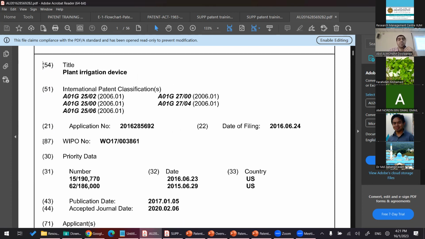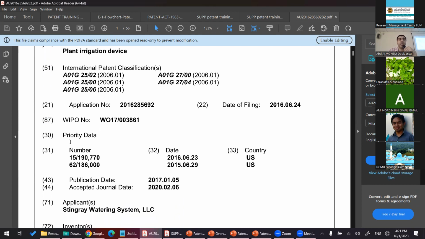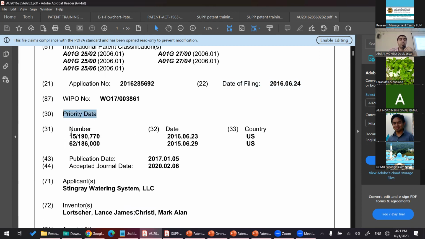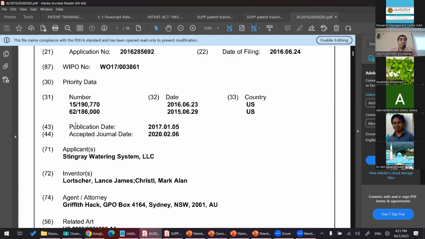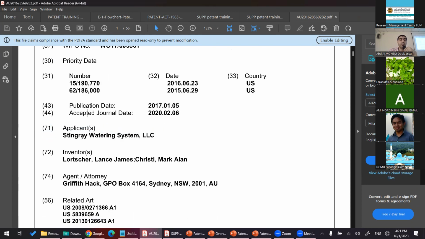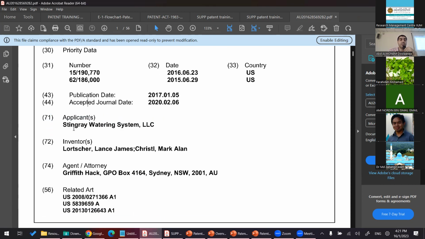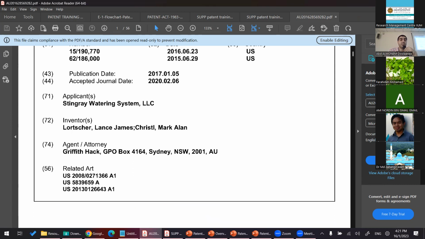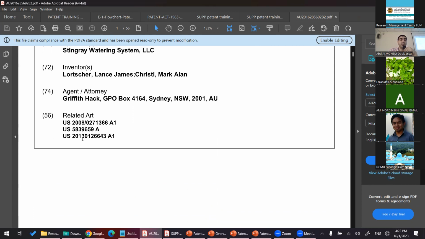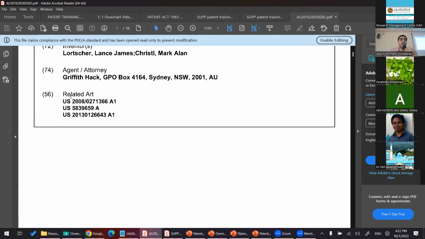Okay, so these numbers are agreed numbers all over the world. Application number, date of filing, priority date, publication date, applicant, inventors, attorney or the agent, related arts like citations.